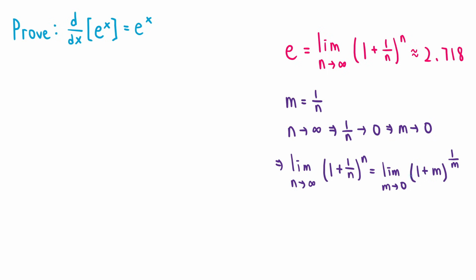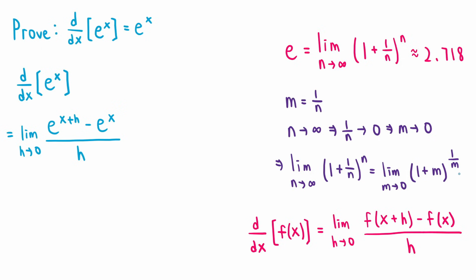Since 1 over n is replaced by m, and if m equals 1 over n, then n equals 1 over m. So the exponent of n is replaced by 1 over m. So the entire limit becomes the limit as m approaches 0 of 1 plus m to the 1 over m. This is the same limit as the original one and still converges to e. So we're going to be using this alternate definition of e later in the proof.